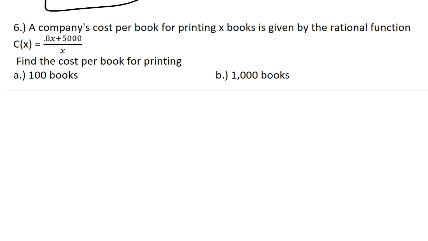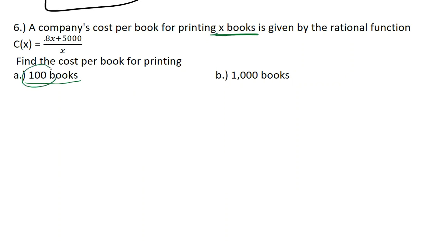And finally, our last problem for the day, we have a word problem that says a company's cost per book for printing X books is given by the rational function. The cost of X equals 0.8X plus 5,000 over X. And we just want to find the cost per book for printing. So again, it's asking for 100 books, and X is the number of books.